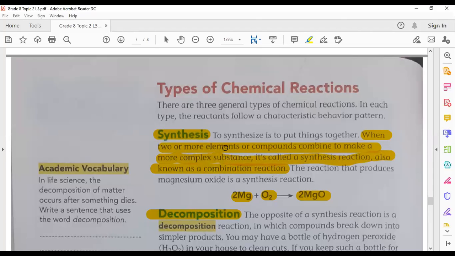By the way, this type of reaction happens in your body. For example, many atoms join to form huge compounds in your body like DNA, proteins, and lipids. They are made up of smaller atoms or smaller elements. So when two or more elements or compounds join together to make a larger or more complex substance, it is called a synthesis reaction or combination reaction. Is it understood?